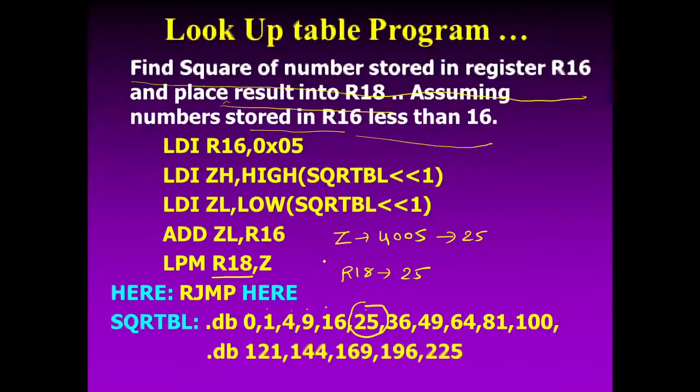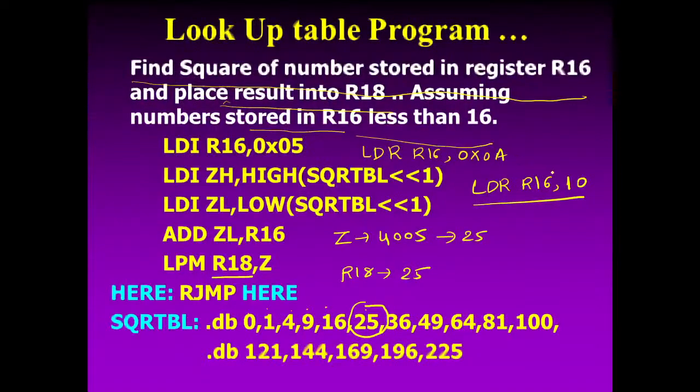Suppose you want to compute the lookup table of 6, then instead of 5 I will write 6 here. If I want to find the lookup table of 16, I can write, let's say, R16. Let me say I want to find the lookup table of number 10. I can write either 0x0A, or the other way is I can write LDI R16, 10 decimal value directly.